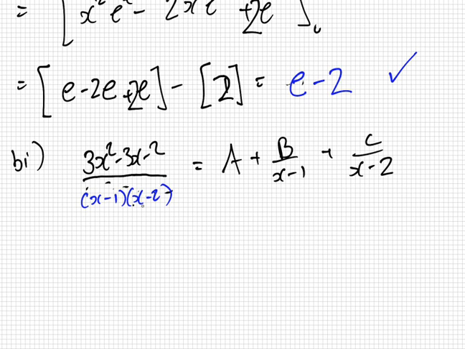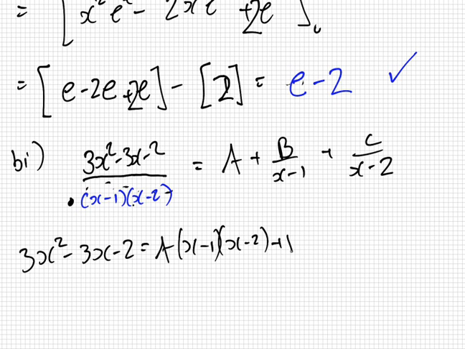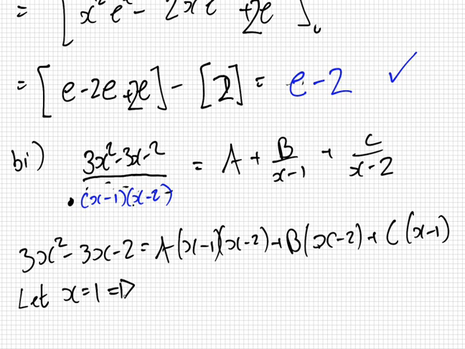I multiply everything by this denominator and I'll get 3x squared minus 3x minus 2 equals a, x minus 1, x minus 2, plus b, x minus 2, plus c, x minus 1. Let x equal 1. So then we'll get minus 2 equals minus b. So b equals 2. That's my first answer.